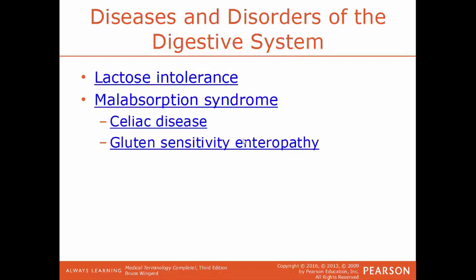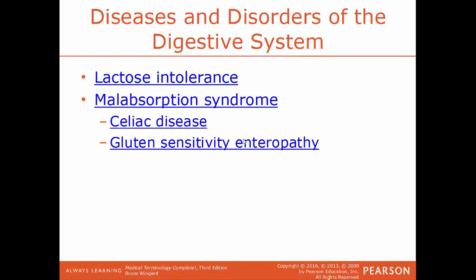So our next condition, lactose intolerance. This is the inability to fully digest a particular sugar that's found in dairy products, and that sugar is lactose. Some people who have this will end up having cramping or diarrhea or excess gas, all because they can't effectively break down the sugar lactose.